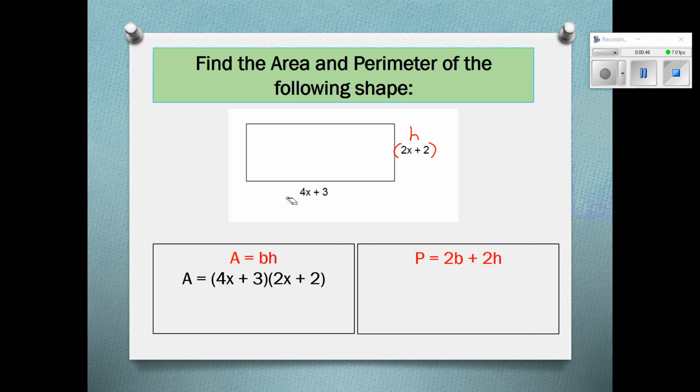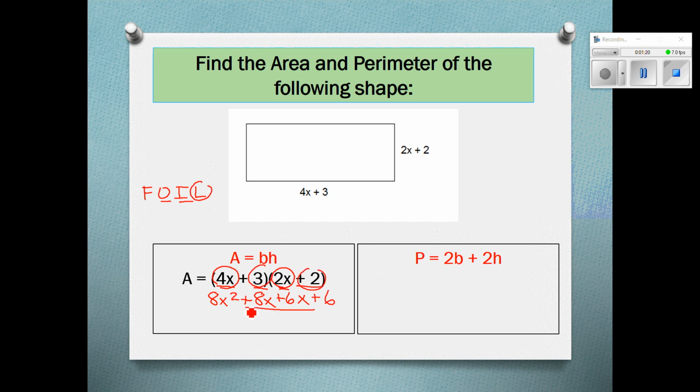And we have learned that when we are multiplying two binomials, we use a method called FOIL, which leads you through the distributive property twice. So first we're going to multiply the first terms, 4x times 2x, which would be 8x squared. Then the outer terms, 4x times 2, which is 8x. Then the inner terms, 3 times 2x, which would be 6x. And then the last terms, 3 times 2, which is 6.